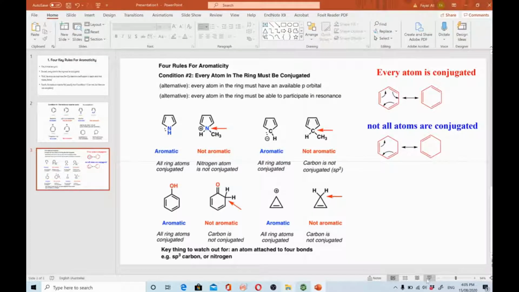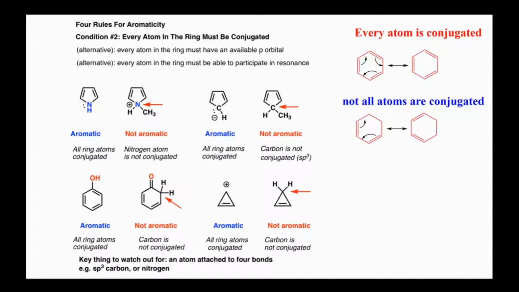Hello friends, in this video lecture series I'll be talking about rules for aromaticity, or how we can apply these rules to identify which compound is aromatic or not. In rule number 1 we discussed that every compound, if it has to be aromatic, must be cyclic in nature. If it is not cyclic, then the debate is over. It cannot be aromatic.